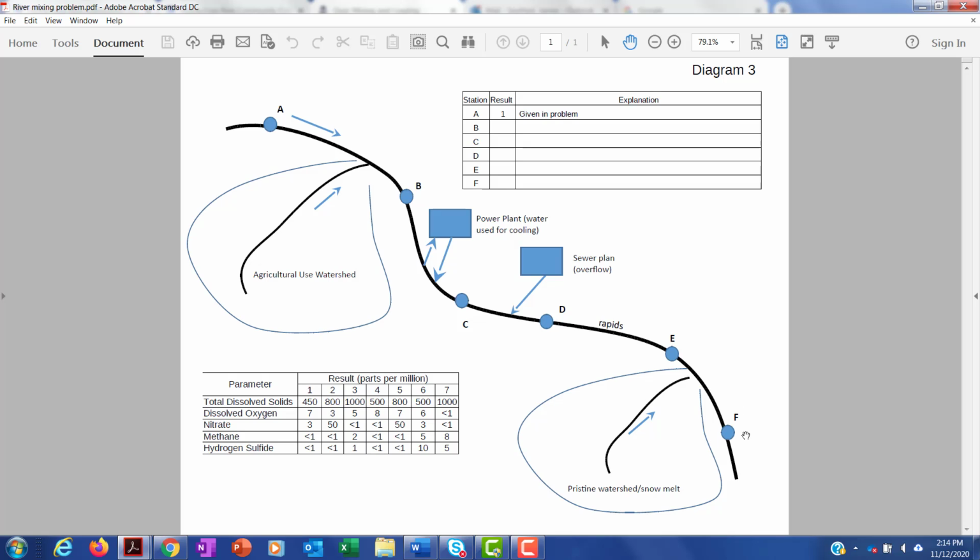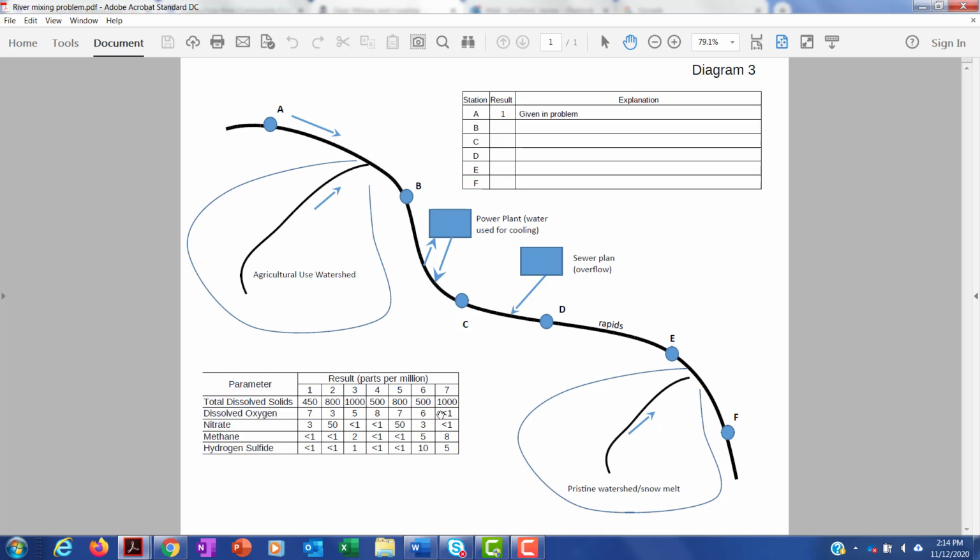So that's what I was looking for, but if you reasoned otherwise, some people did say, hey, there's nutrients coming in from the ag watershed, that's going to make algae. The algae is going to bloom and die, and the decaying algae is going to use up oxygen. And then you did something like having number 7 here because of that reasoning. That's fine. That could happen. That's a good point. Full credit.